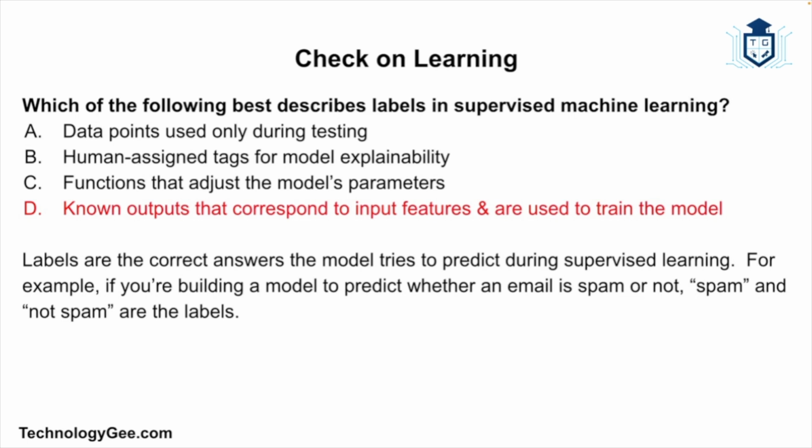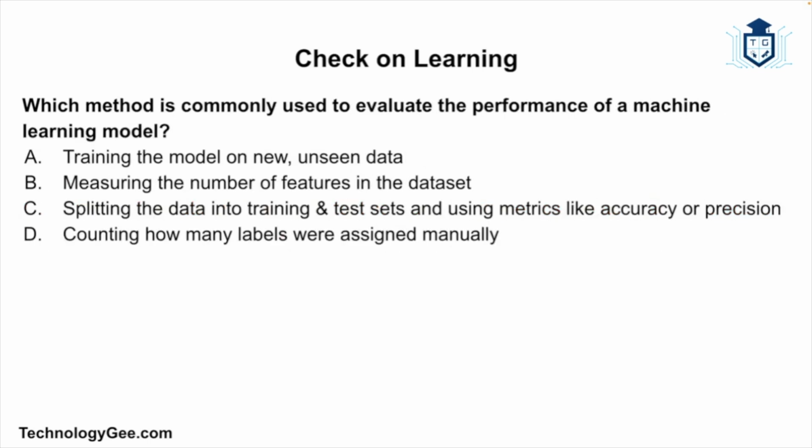And our final question, which method is commonly used to evaluate the performance of a machine learning model? Is it training the model on new unseen data? Is it measuring the number of features in the data set? Is it splitting the data into training and test sets and using metrics like accuracy or precision? Or is it counting how many labels were assigned manually?